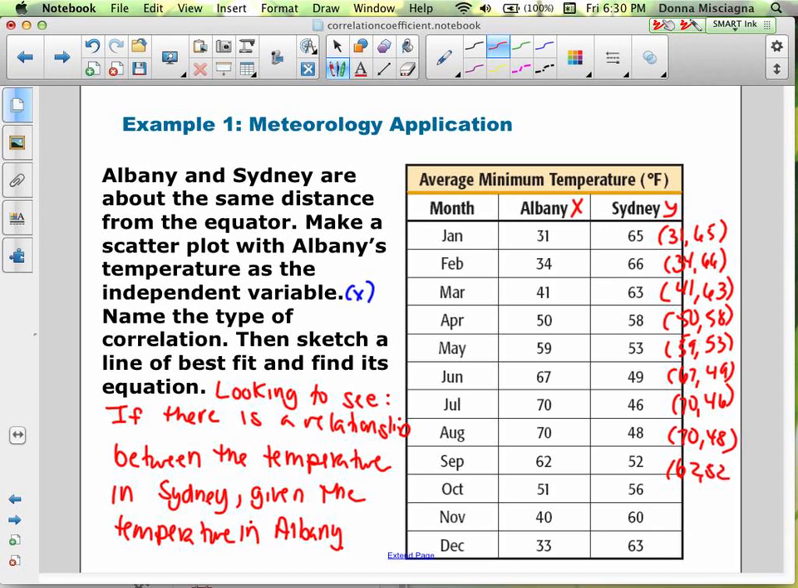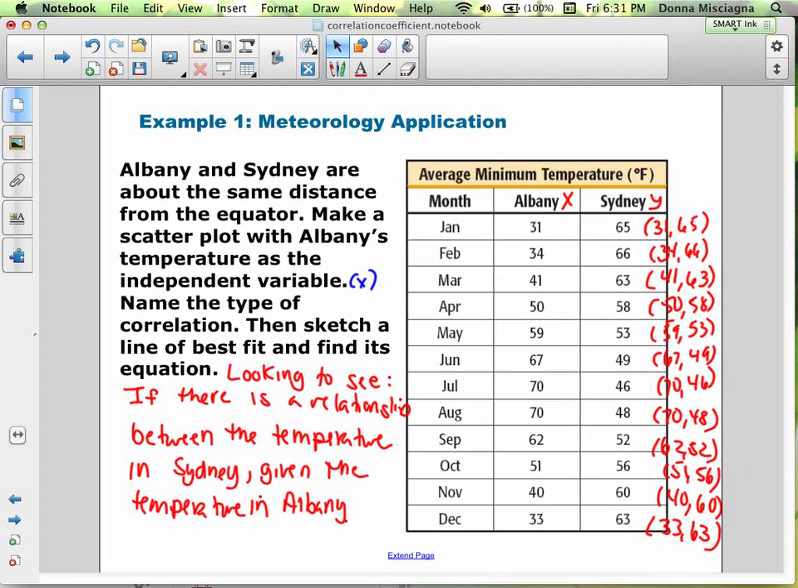62, 52, 51, 56, 40, 60, and 33, 63. Oops. Okay? Right, so make sure you know which variables are independent, which ones are dependent. Otherwise, you will definitely not have your scatter plot set up correctly.